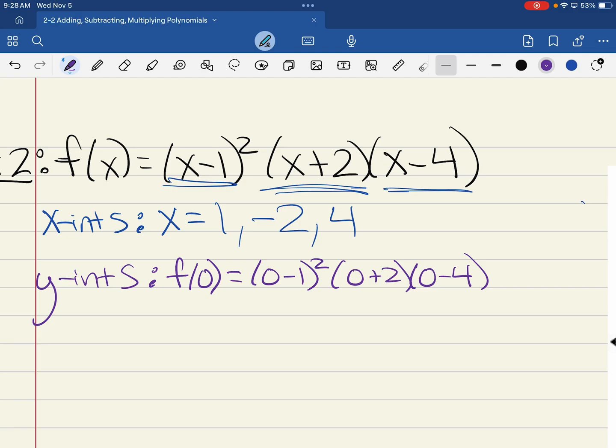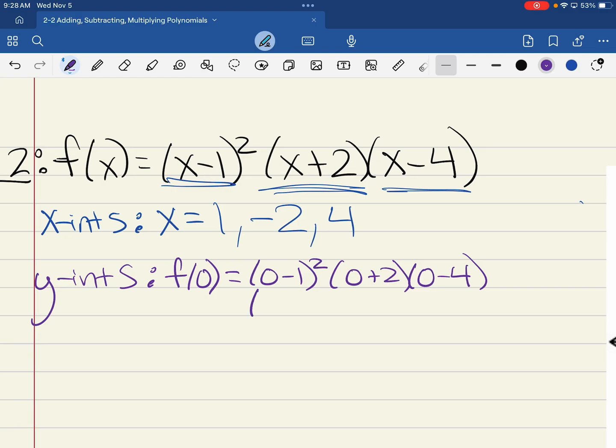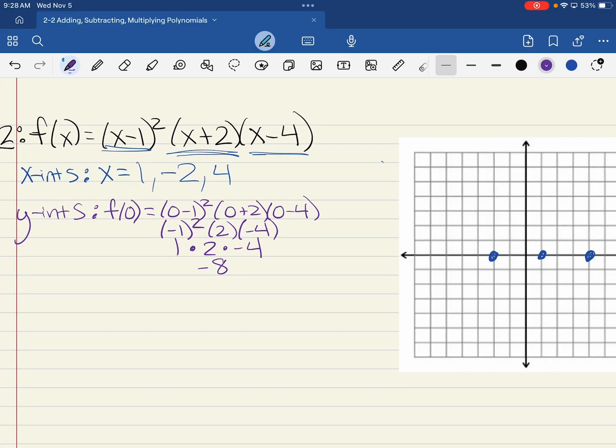Now we're going to have to do some arithmetic. 0 minus 1 is negative 1. 0 plus 2 is 2. And 0 minus 4 is negative 4. More math. Negative 1 squared is positive 1. So we have 1 times 2 times negative 4. What's 1 times 2 times negative 4? Negative 8.